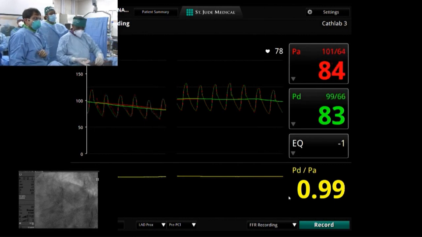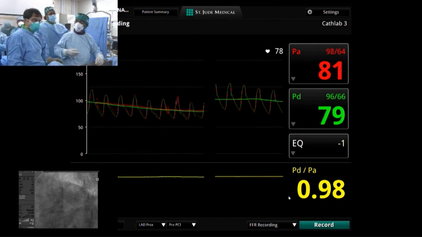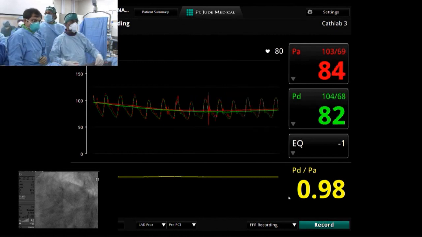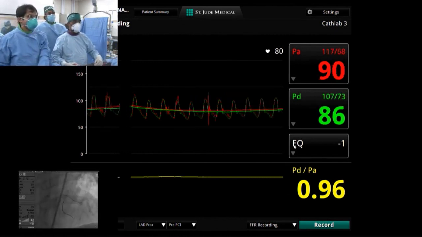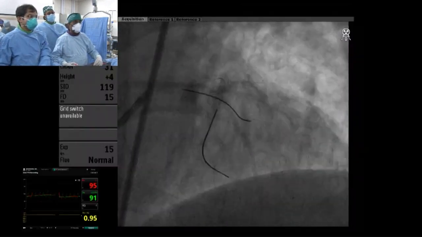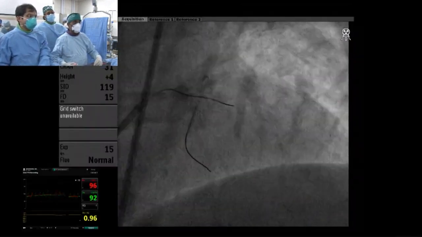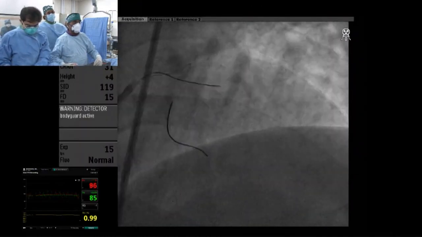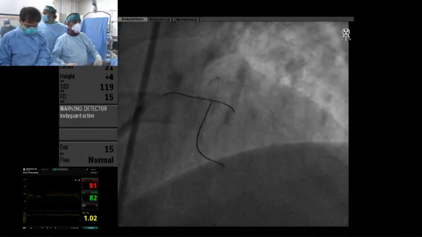So we have done the equalization. Can you see the FFR on the screen there? Yes, sir. We can see it. Now we are moving forward. Next, small contrast. Which modality do you prefer, intracoronary or intravenous? Intravenous, sustained 3 minutes hyperemia.